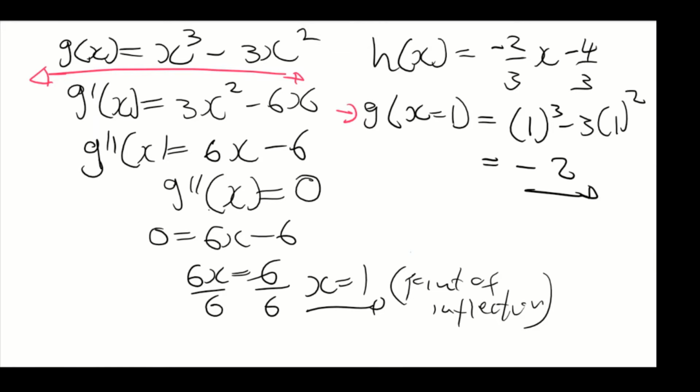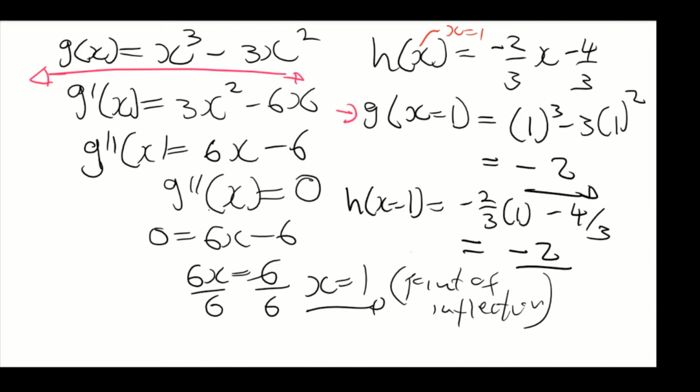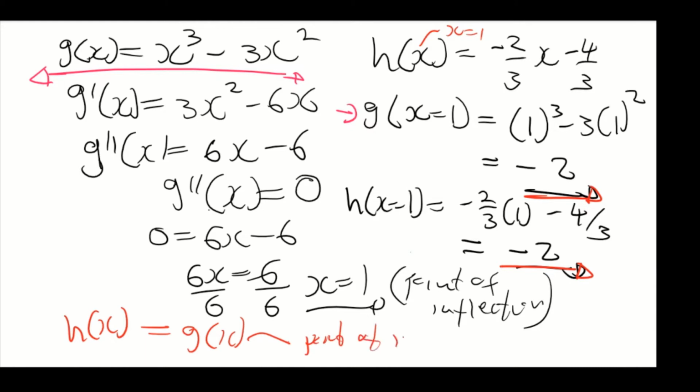So we have to substitute the same value of x equal to 1 into h of x to see if it's going to give us the same y value. So h of 1 is equal to minus 2 over 3 into 1 minus 4 over 3. So if you punch your calculator, you should get minus 2. So the fact that we are getting the same values of y when we substitute the same value of x means that the graph of h of x intersects with the graph of g of x at its point of inflection.